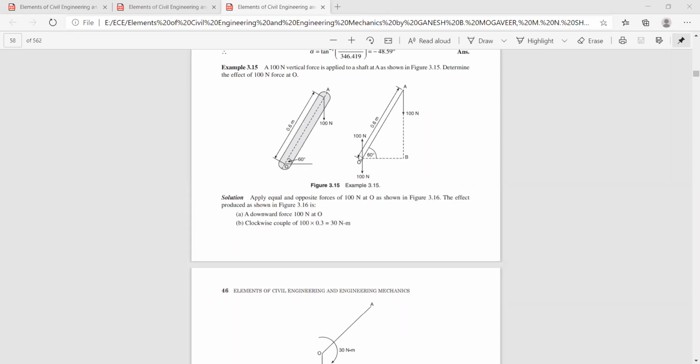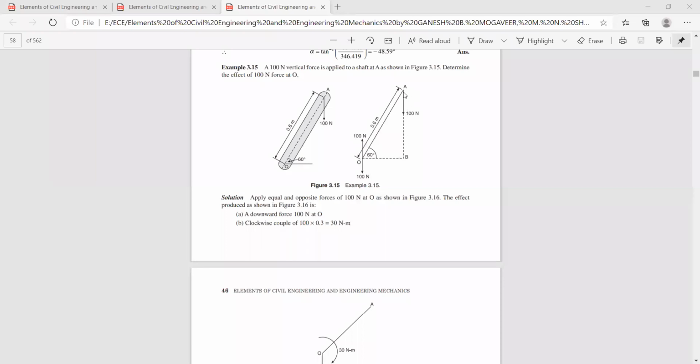So now this is the force. What is the perpendicular distance? So this becomes the perpendicular distance. Now it is 0.6 meter, 0.6 meter. So OB is nothing but cos theta. You have to find this side, that is OB. Cos theta is nothing but OB by AO. So cos 60 is equal to OB by AO. So thereby you will get the value of OB as 0.3 meters.